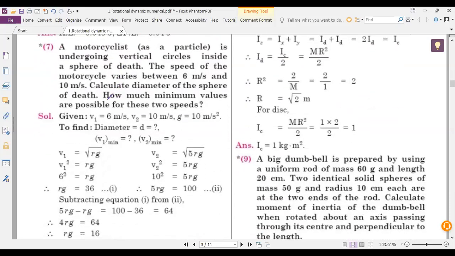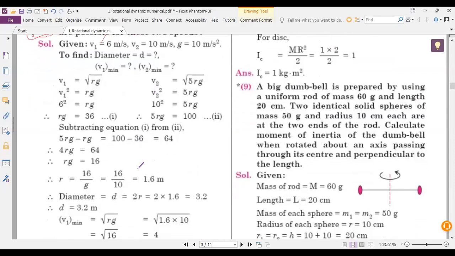Okay. Now next question. Question number 7. A motorcyclist is undergoing vertical circle inside a sphere of death. Now again sphere of death, that means the wall of death is given and the motorcyclist is moving on this wall of death in a circular path. Now the problem is this part is removed in your textbook. So we are not doing this numerical. In your textbook, remove this numerical. Now the number here is different and your textbook number is different. Take a screenshot and remove this numerical. This numerical is not there in your board exam.